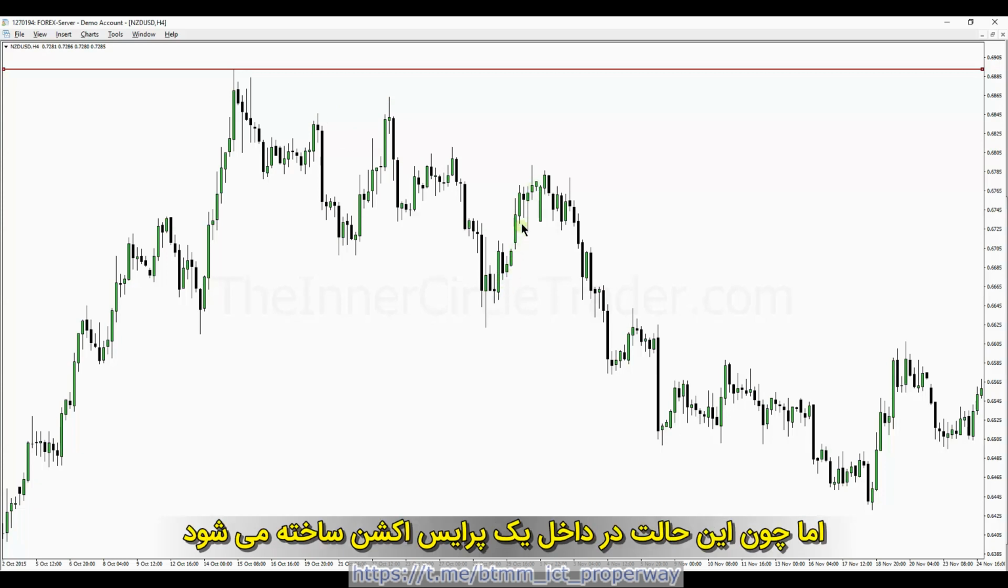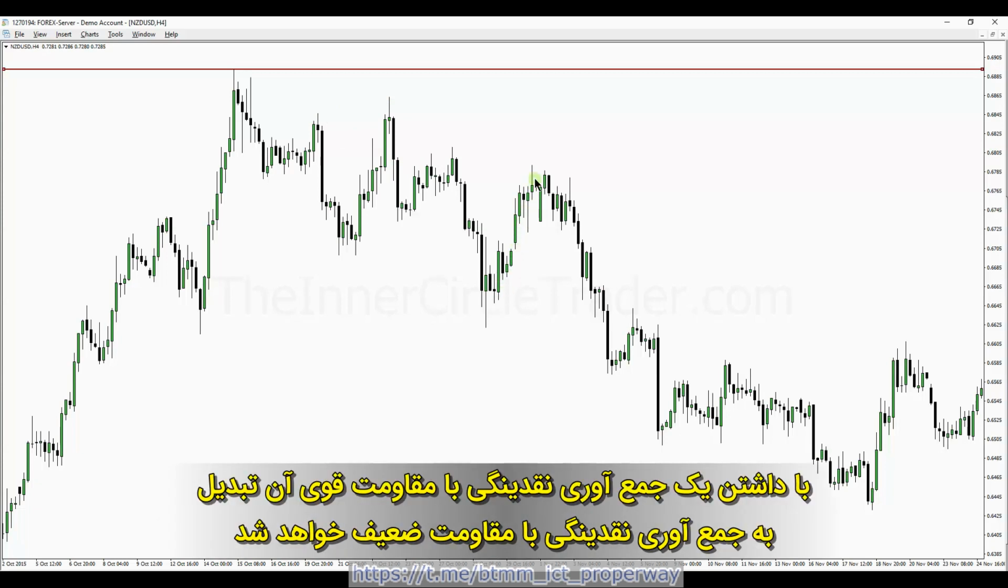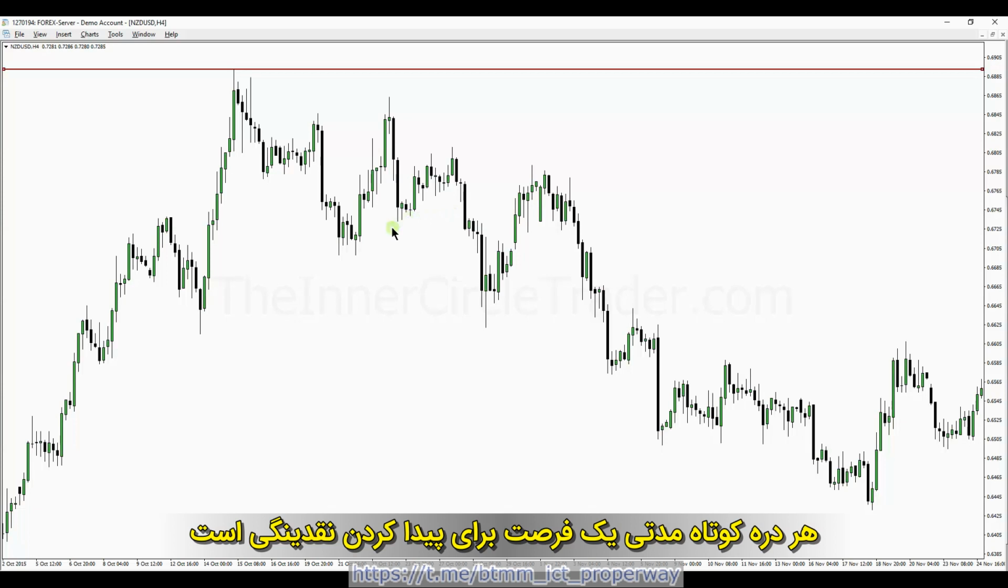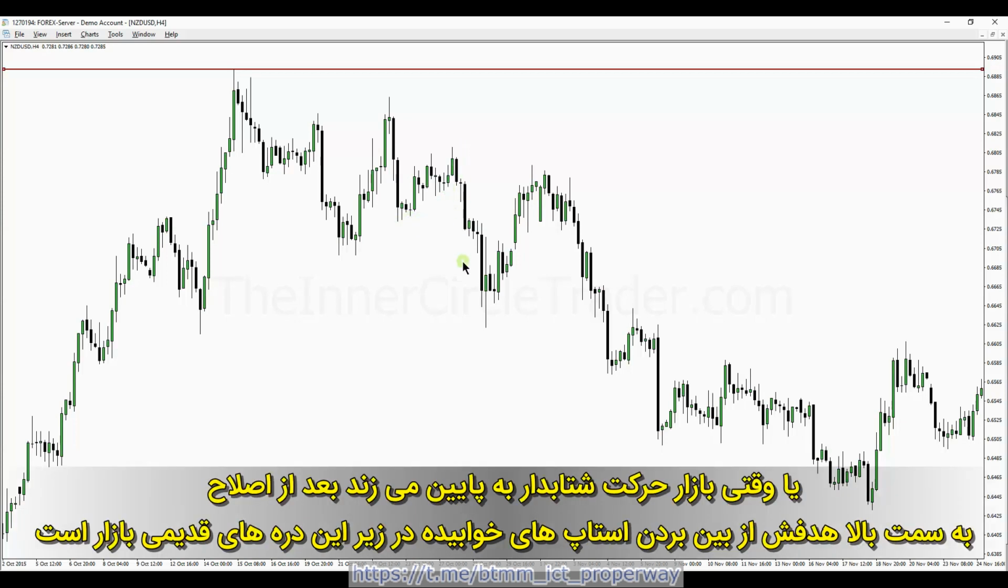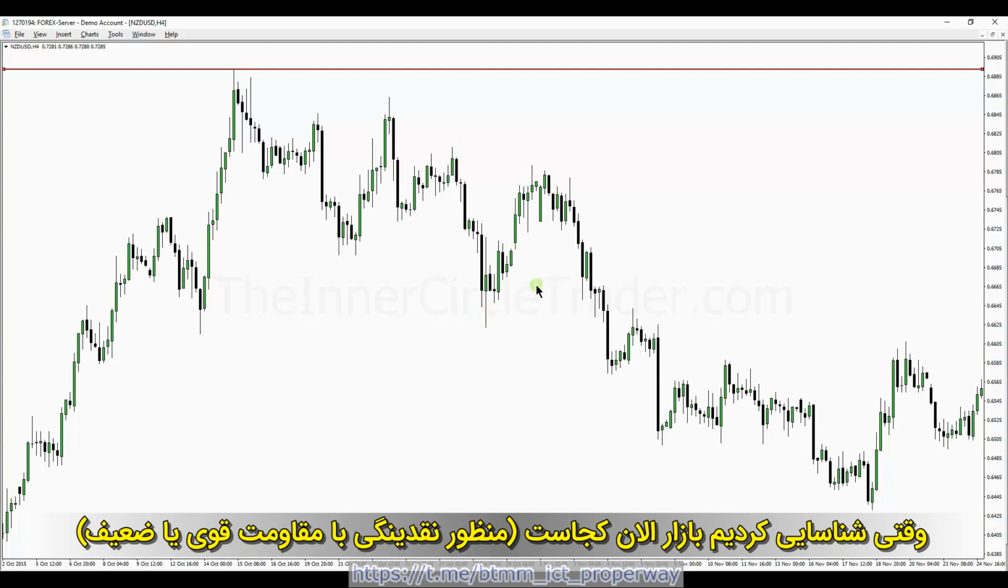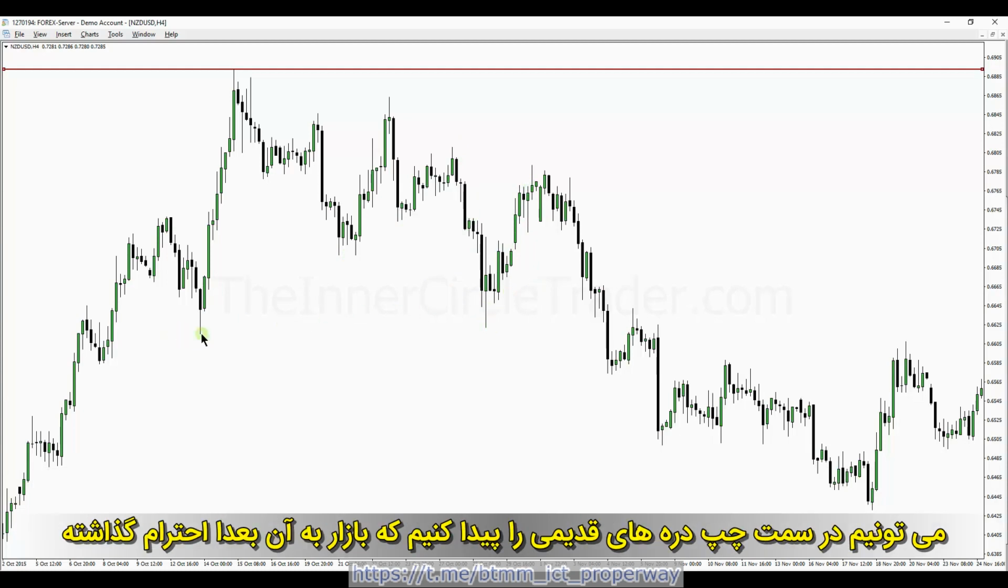But because that's built into price action, having a high resistance liquidity run here turns into a low resistance liquidity run for you to see a move below the short-term lows. Every short-term low is an opportunity to seek liquidity, or the market to expand down after a retracement up to take out the stops that rest below the marketplace at every old low. Every single low that you see in price, once we identify where the market is in terms of high resistance or low resistance liquidity, we can find old lows to the left.